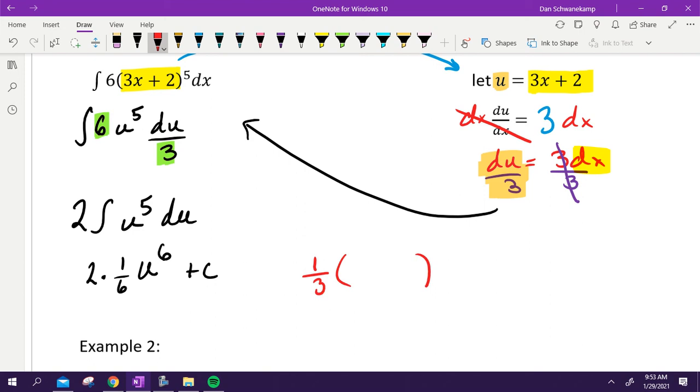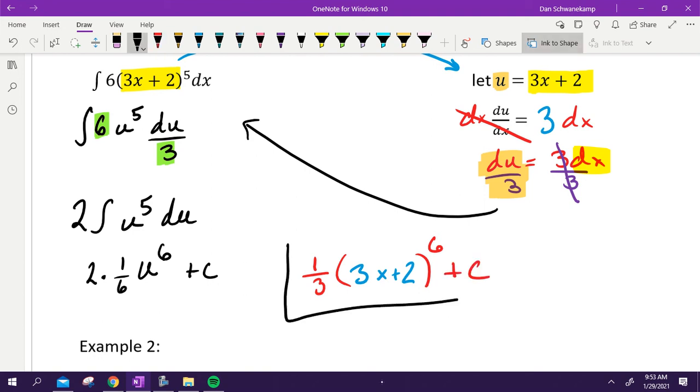Now that I'm done, I don't want it to be in terms of u anymore. The reason we made it u is because it made it simpler to find the antiderivative. What can I put back in place of u? 3x plus 2. It's still to the 6th power. And then we're going to just have a plus c at the end. That right there is my answer.